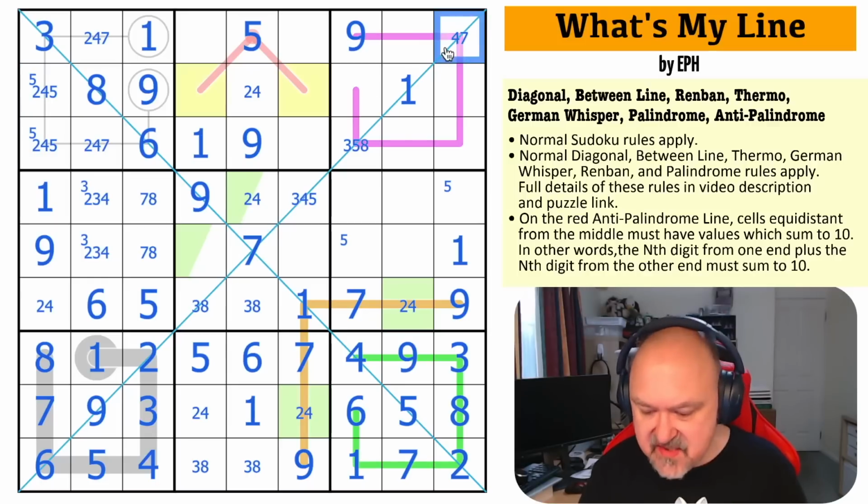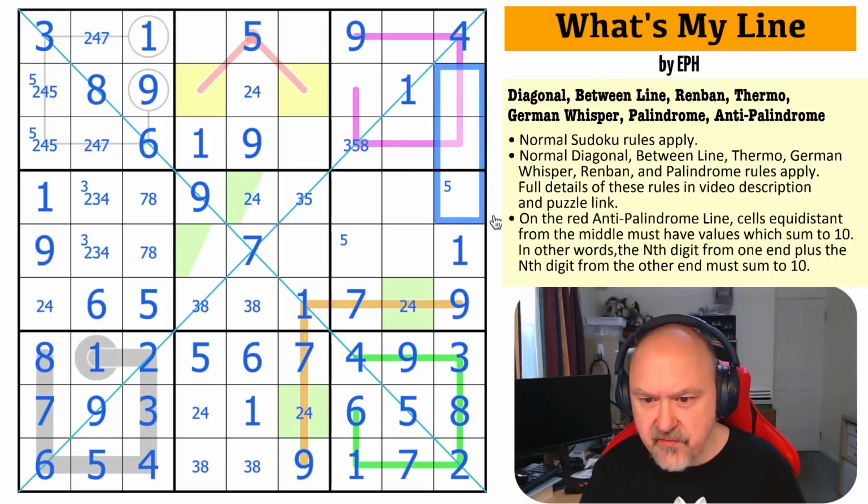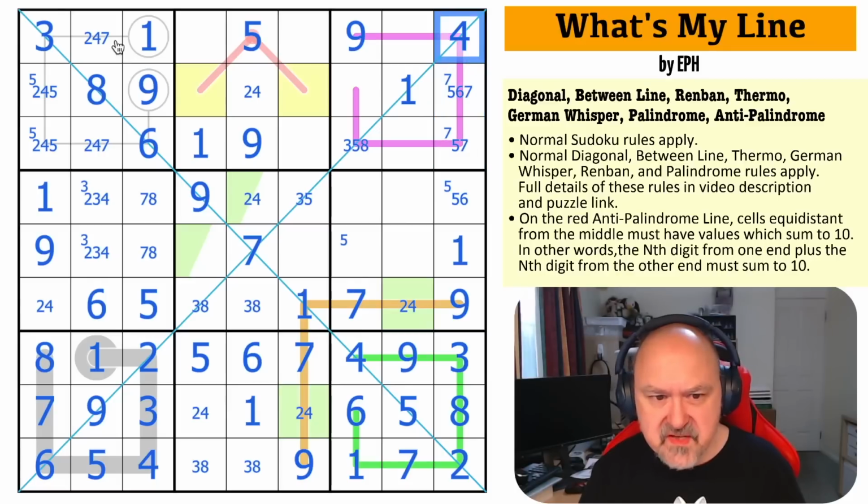This 7 made this 4, which takes 4 off that. These are 3, 5, and 8. But this is a triple now. 1, 2, 3, 4, 5, 6, and 7. There's no 6 there. There's no 7 there. So 7 must be up here. This 4 takes 4 out of there.